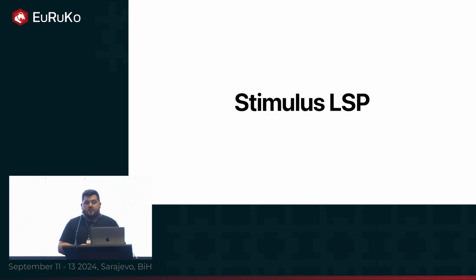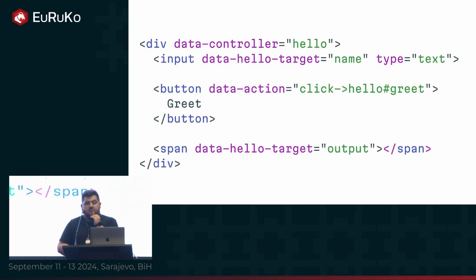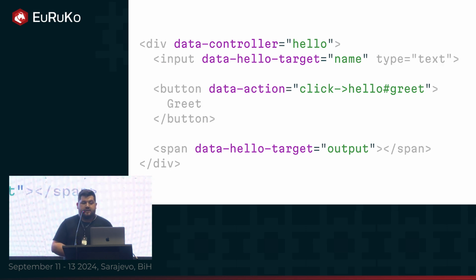So coming back to Stimulus, I wanted to build a Stimulus LSP. But what do we actually want to solve here? This is the most basic example of a Stimulus snippet from the whole page. And what we want to look at is the data attributes here: the data controllers, the targets, the actions, and so on. These are the ones that we want to help the developer with by providing autocomplete or diagnostics and so on.